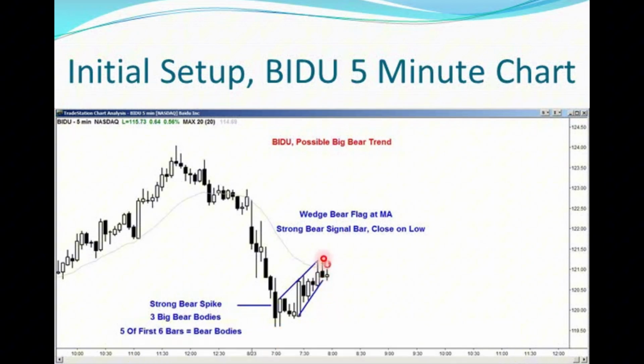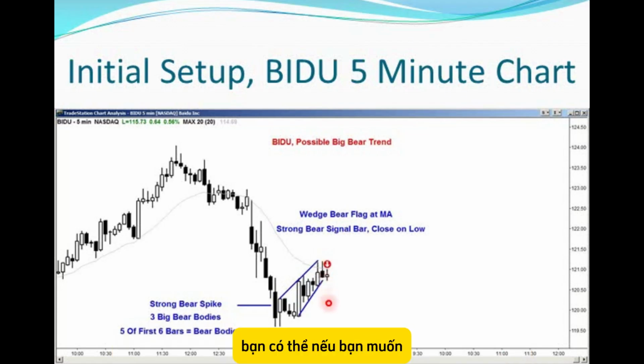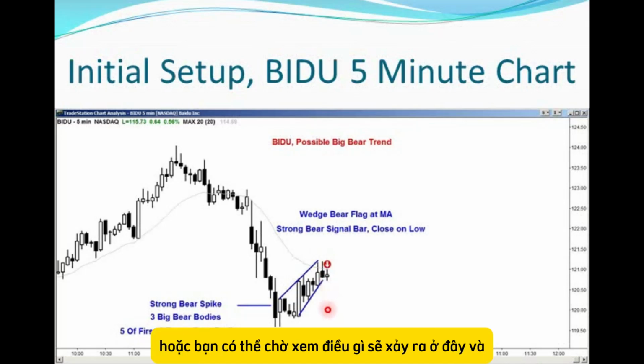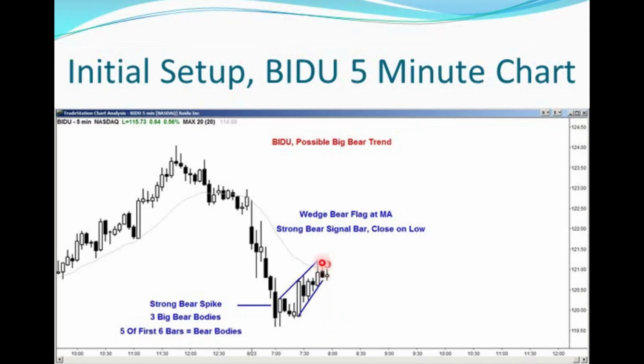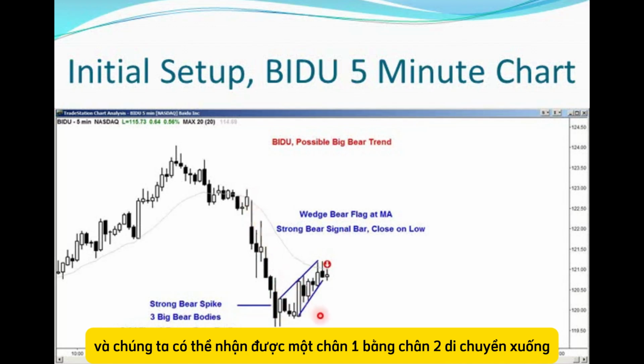Your initial stop would be above the high of the signal bar. You'd enter 1 tick below the low of the signal bar. You could, if you wanted to, take half off at 2 times your risk, or you could wait to see just what happens here and then place a profit-taking limit order. 2 times the risk looks like it'll be above the bottom of the bear spike, and we could get a leg 1 equals leg 2 move down.